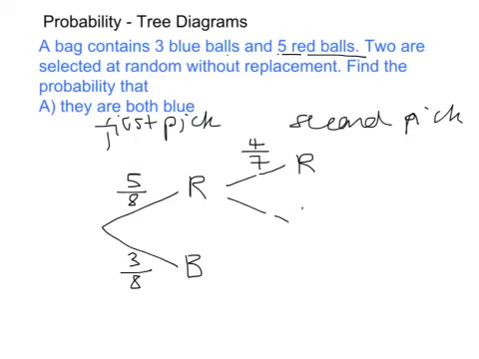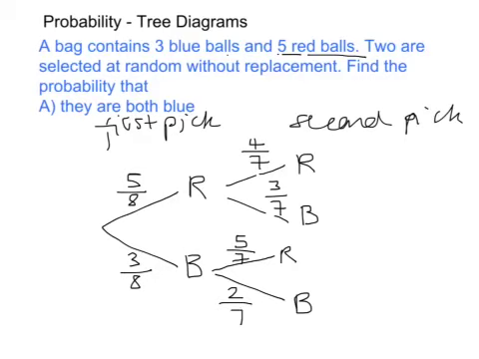Or we could pick blue that time, and we've still got 7 left there, but we've got all 3 of the blue ones still there, so it'll be 3 out of 7. And then if we picked blue for the first time, then we could then pick red. There are still 5 reds left out of the total of 7. Or we could pick blue, and there are going to be 2 left out of 7.